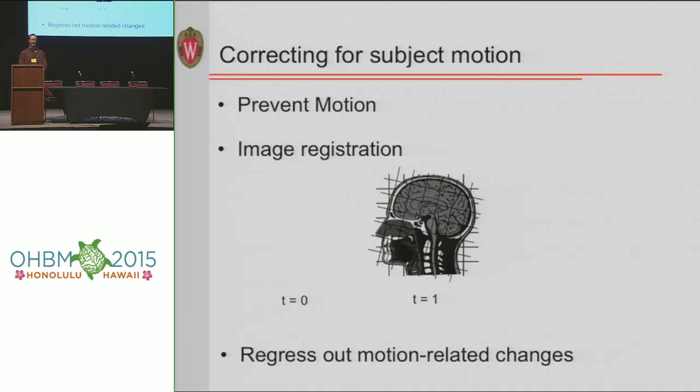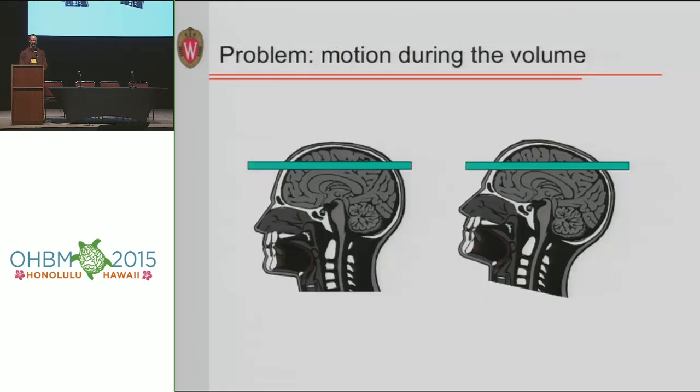So a common additional step is to take the realignment parameters that are estimated from this image registration and include them in the general linear model as additional nuisance covariates, to basically regress out these motion-related signal changes.